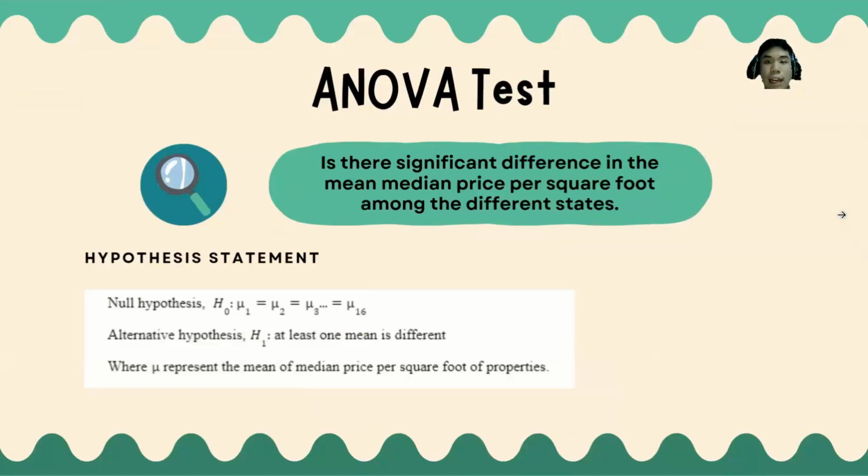Now I will talk about the ANOVA test. From this test, we are trying to find whether there's a significant difference in the mean median price per square foot among the different states. Based on our hypothesis statement, we can see that our null hypothesis shows that mean 1 equals mean 2, and then equals mean 3, until mean 16, where the mean represents the mean of the median price per square foot of the properties. And then we have the alternative hypothesis, where H1 states that at least one mean is different.